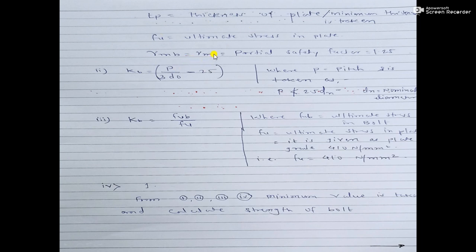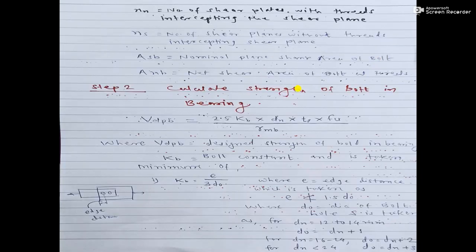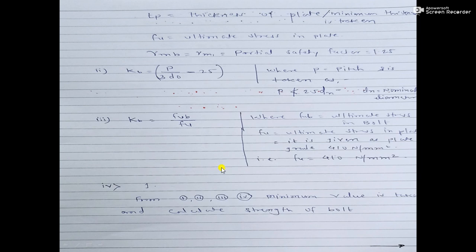Gamma mb is taken as gamma m1, the partial safety factor, and is equal to 1.25. I'm putting all these values in this formula. Kb can be calculated as Kb is equal to P upon 3d0 minus 25, where P is the pitch, d0 is the diameter of the hole, and 25 is taken as a constant.